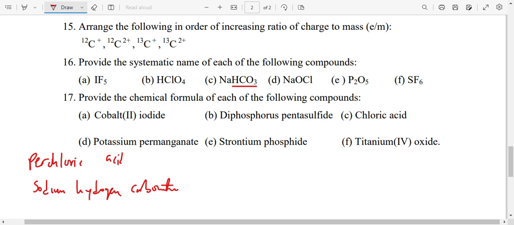And then we go to the next one. We have the OCl minus. What would be the name for the OCl minus? Just give me a moment.